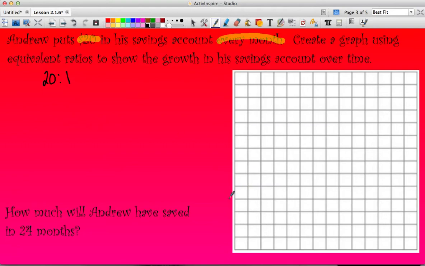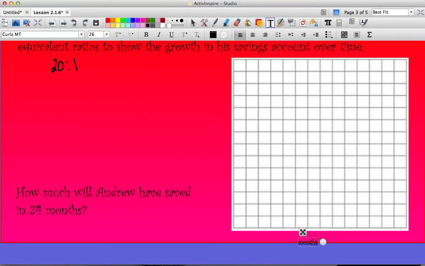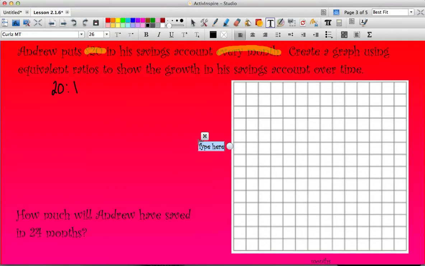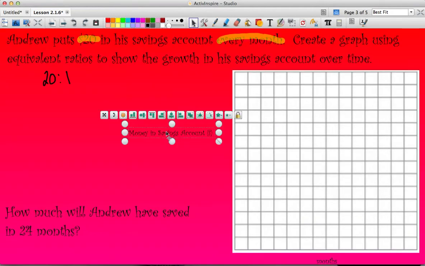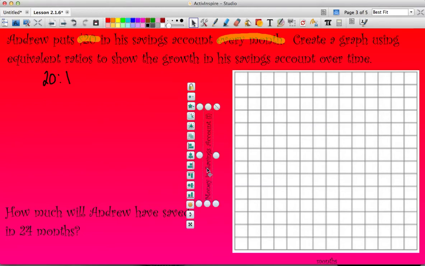Okay, and again, I need to make my labels. Typically, we like to write the time on the bottom, and in this case, time is in months. So I put my label of months down at the bottom, and then over here, we put money in savings account. And we want to make sure that we show that it's in dollars. Okay, because we could be doing it in pesos, pounds, so you need to make sure that you're showing whoever's reading it that you're using dollars. And just putting a dollar sign or writing the word dollars will work just fine.